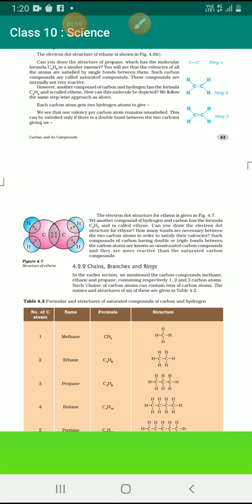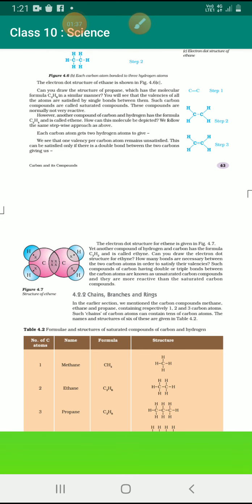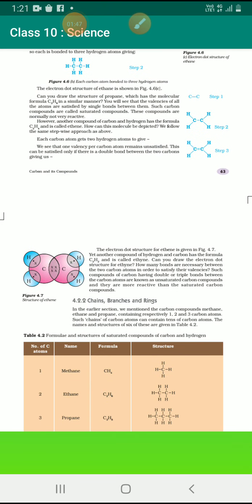Monkey means methane, which is 1. Eats means ethane, which is 2. Peel means propane, which is 3. Banana means butane, which is 4. So methane 1, ethane 2, propane 3, butane 4, pentane 5, hexane 6, heptane 7, octane 8, nonane 9 and decane 10. If you remember up to pentane, it's more than enough for you. So the first one is methane.